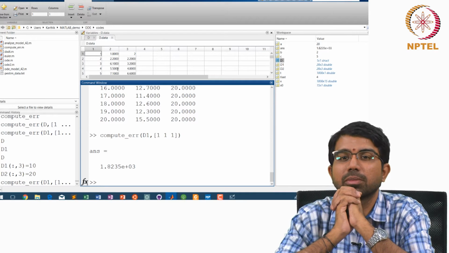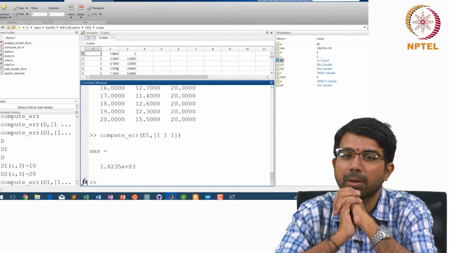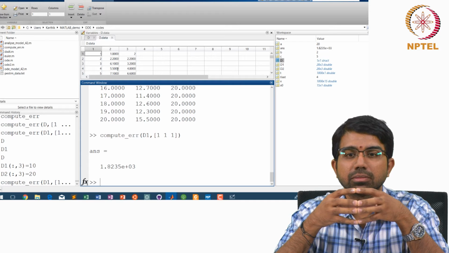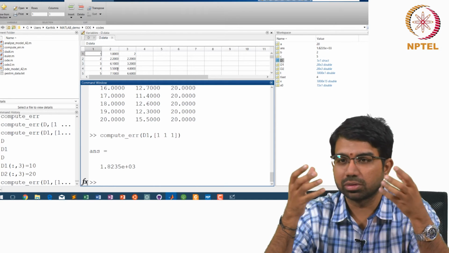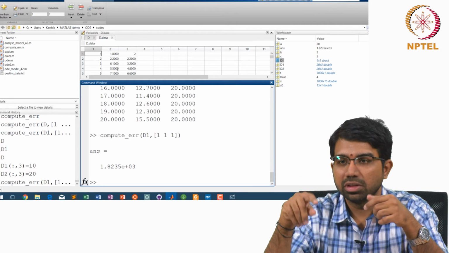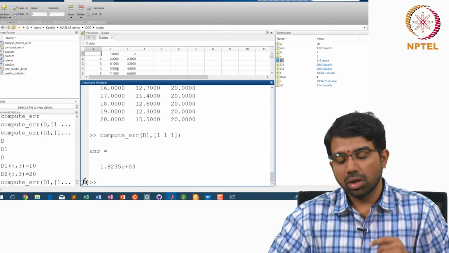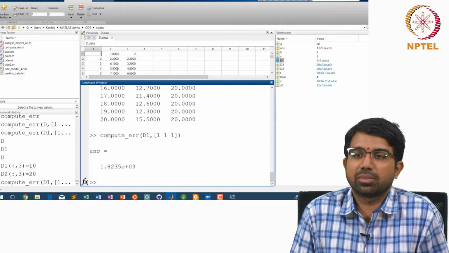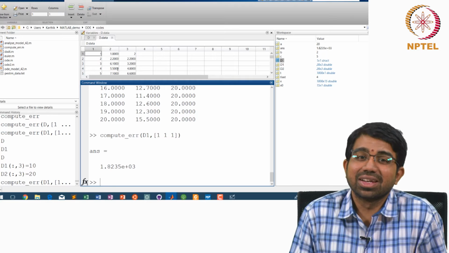So how do you deconstruct this problem? How would you set up a normal parameter estimation problem? You need a cost function that takes as input the data and parameters, so you need to essentially write some function like compute error of d comma theta, whatever. Once you set that up, you now need to pass that on to some direct search algorithm. The simplest direct search algorithm is a really simple grid search algorithm.